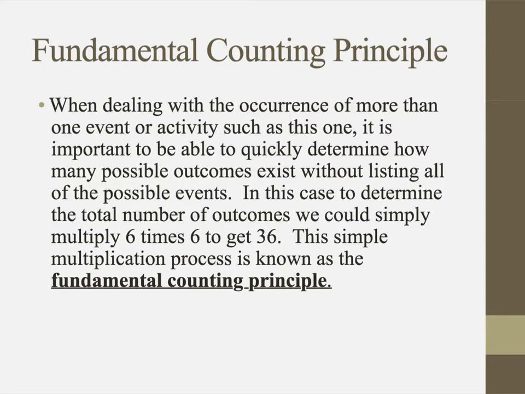So as a formal little slide here for you children, of the fundamental counting principle, all right? That's what we just talked about. 6 times 6 gets us 36. We multiply each individual set of possible outcomes to get the total possible events. You can pause and read if you so choose.